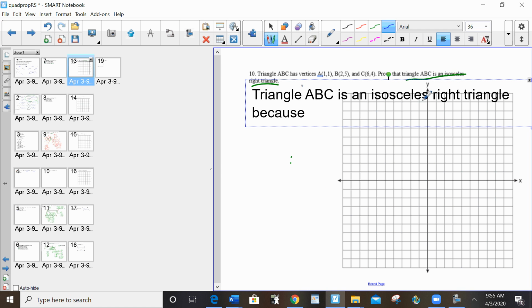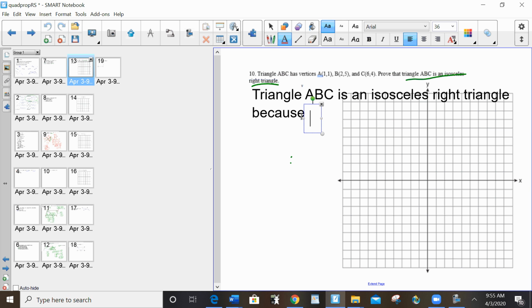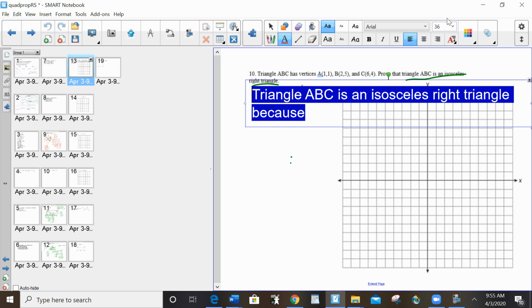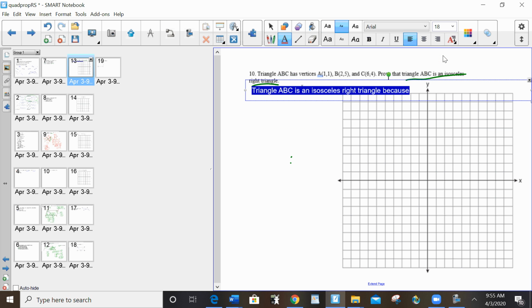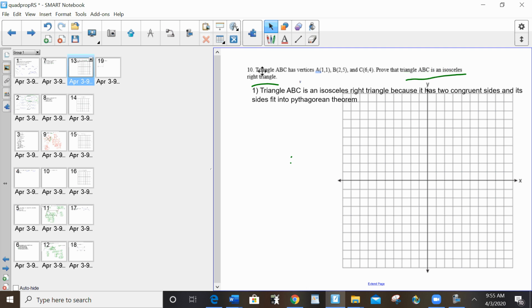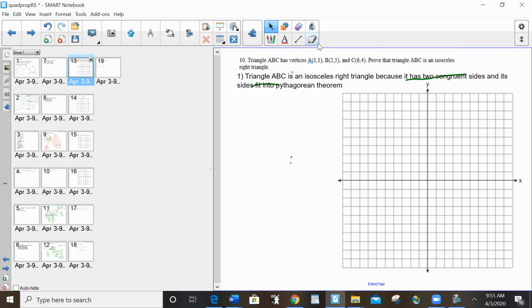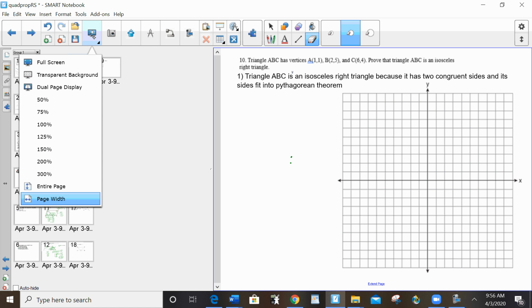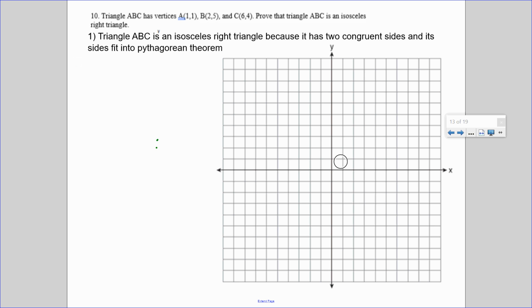Because for the isosceles, it has two congruent sides, and for the right triangle, its sides fit into Pythagorean theorem. So that's one. Now let's get this thing graphed and do the work from there. A is 1, 1. Oh no.